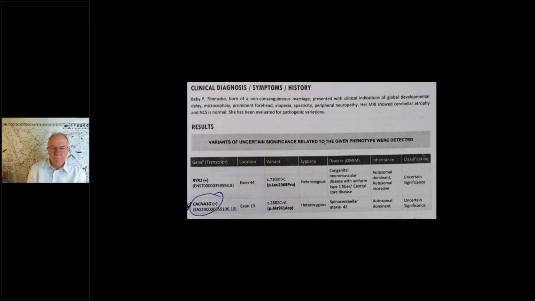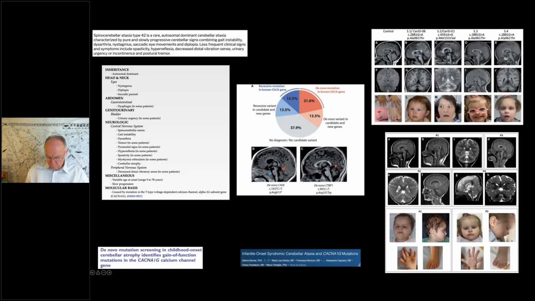So this child was sent for genetics, and it came out to be a variant of uncertain significance for CACNA1G, which causes spinocerebellar ataxia 42. As it is a variant of uncertain significance, but the clinical and the imaging phenotype is slightly correlating with what is seen in our index case. So they have these facial dysmorphic changes, abnormal hands and toes, and also demonstrate cerebellar atrophy, isolated cerebellar atrophy. So at this point, I'll open the case for discussion if anyone has seen such a mutation in one of their patients.